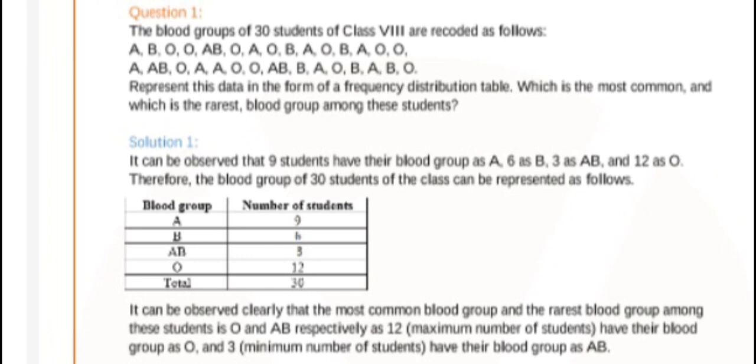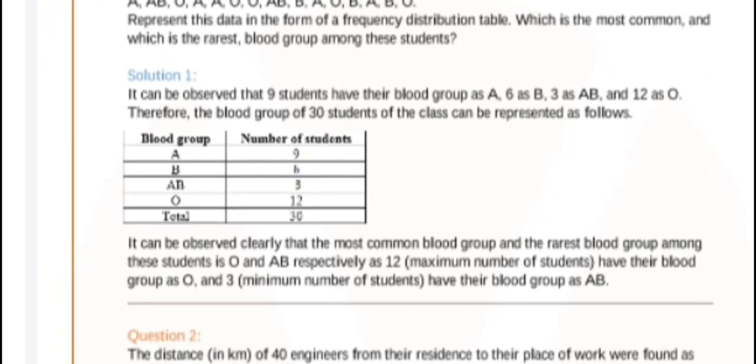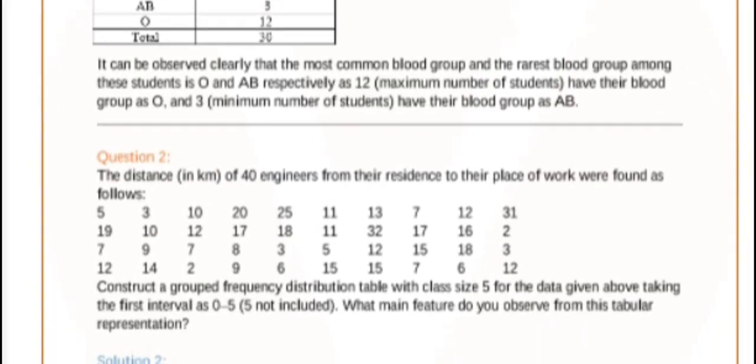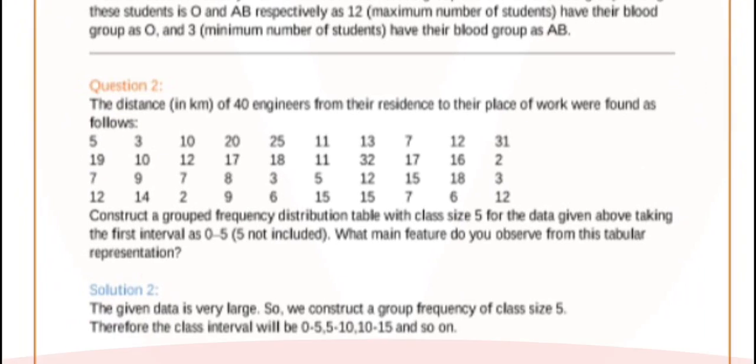Here they have asked to represent this data in the form of a frequency distribution table, and which is the most common and which is the rarest blood group among these students. So the most common blood group is O and the rarest is AB. Twelve students have blood group O and 3 have blood group AB.